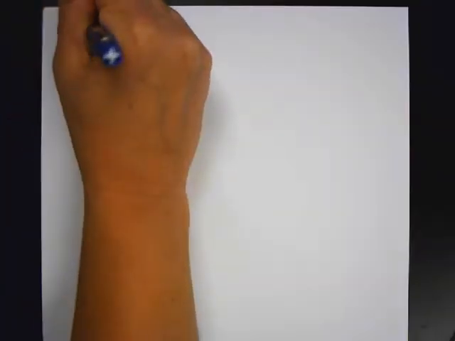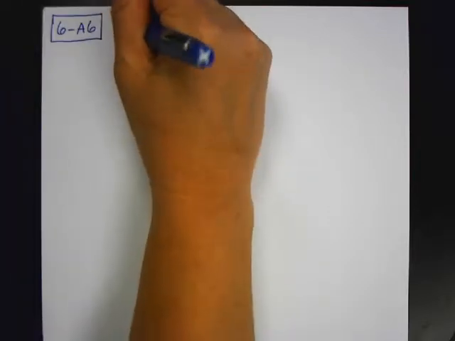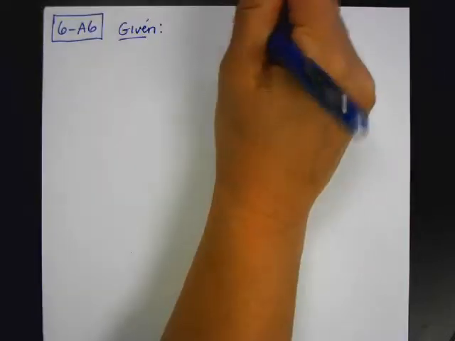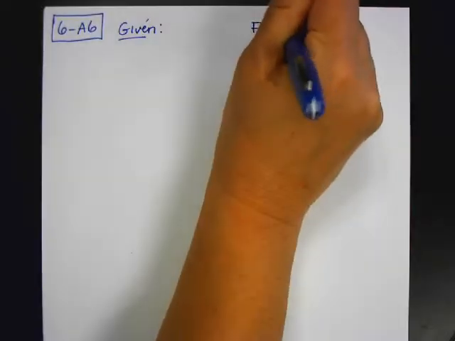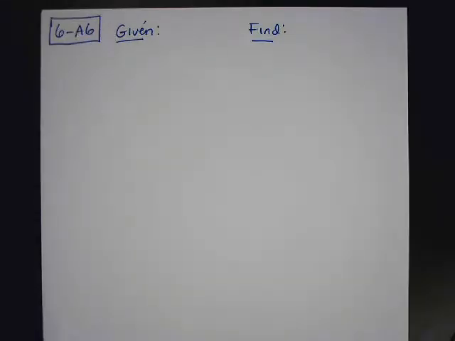All right, so now we're going to do Chapter 6, Practice A, number 6. So we're going to write our given and find, and we're going to read and chunk our problem. All right, so number 6 says the velocity of a 6.00 times 10 to the 2 kilograms.